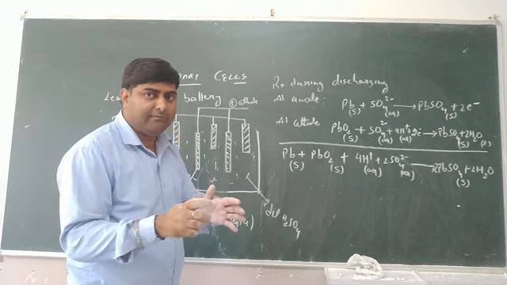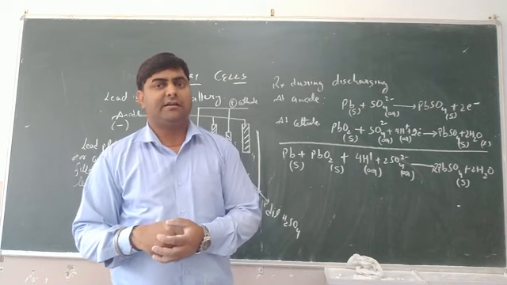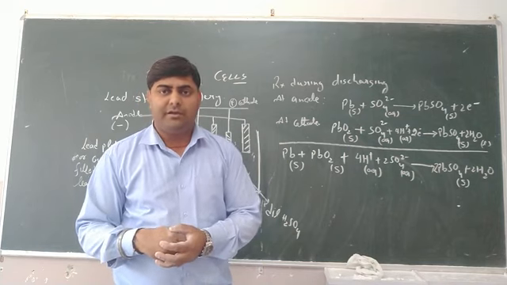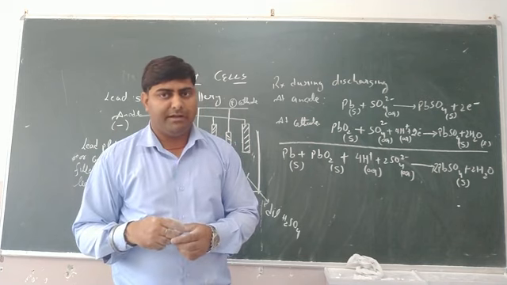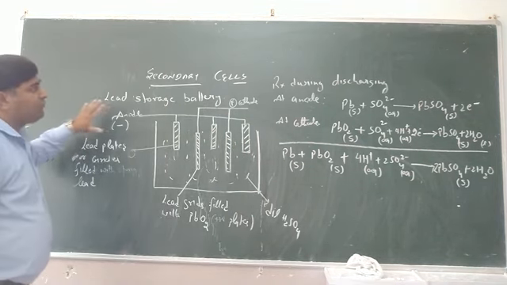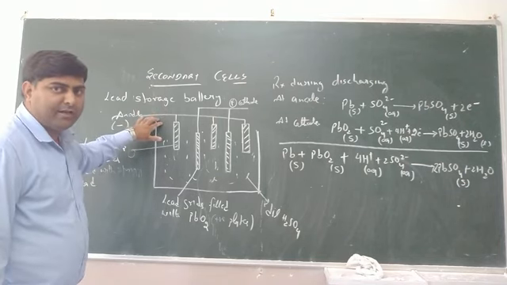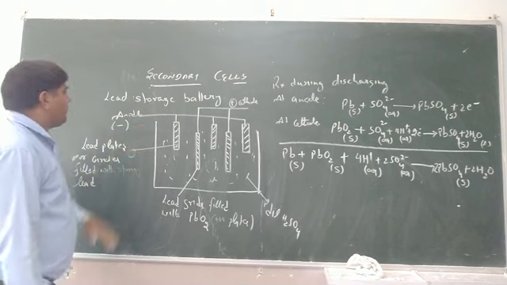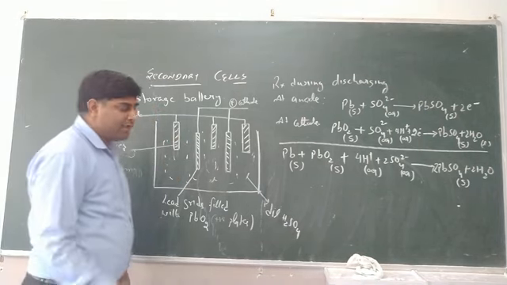Out of 12, 6 act as cathode and 6 act as anode. And keep in mind, each pair of electrodes produces a 2 volt battery. And now let us move towards the secondary cell, that is lead storage battery. Let us see what happens. In lead storage battery, there are 2 different kinds of electrodes.